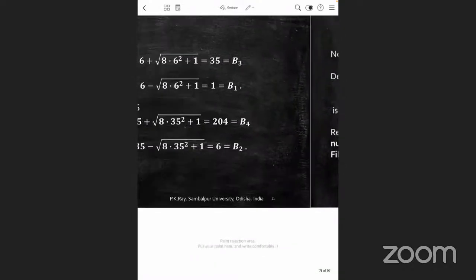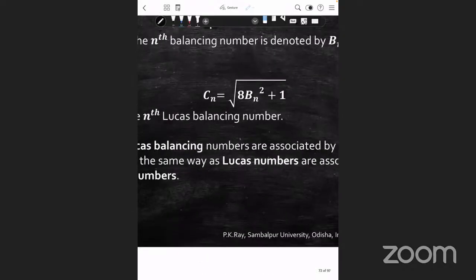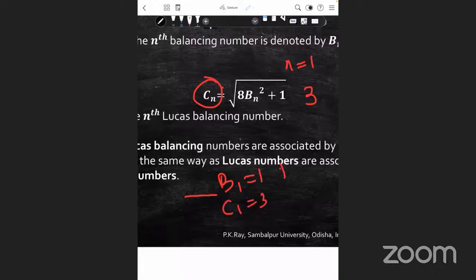But this square root of 8Bn square plus 1 also generates a sequence, and I name it Cn. This is called the Lucas balancing number. So for example, if n is equal to 1, 8 into 1 square plus 1 is 9, the positive square root is 3. So for B1, 1, C1 is 3. For B2, 6, C2 is 17. So 1, 6, 35 is the balancing sequence, whereas 3, 17, next one is 99.